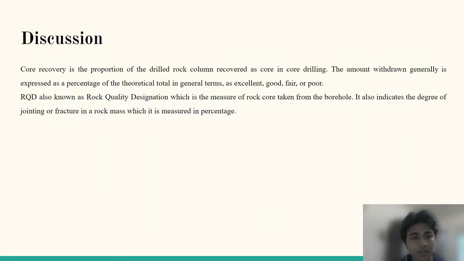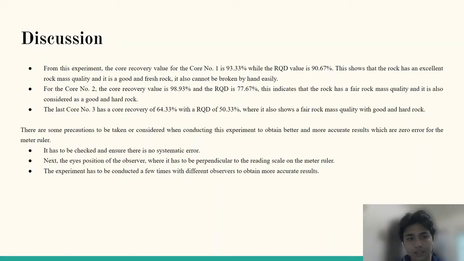For discussion, core recovery is the proportion of a drilled rock column recovered. As in core drilling, the amount withdrawn is generally expressed as a percentage of a theoretical total, and in general terms as excellent, good, fair, or poor. RQD, also known as rock quality designation, is the measure of rock core taken from the borehole. It also indicates the degree of jointing or fracture in the rock mass, which is measured in percentage.